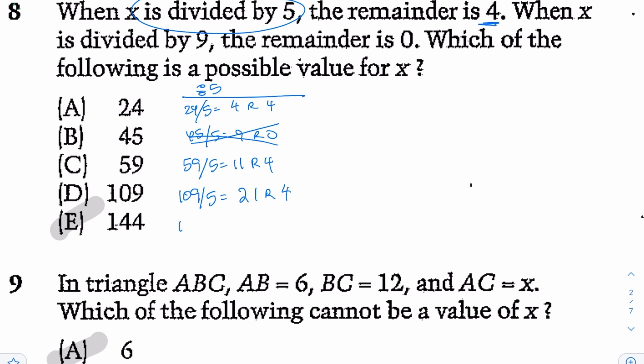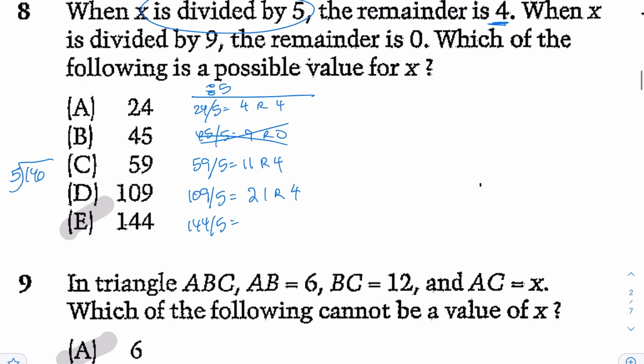Finally, for choice E, when you do 144 divided by 5, do a quick division here. But it does end in 4 or 9, so you do have something that's remainder of 4. So it's 28, remainder 4.